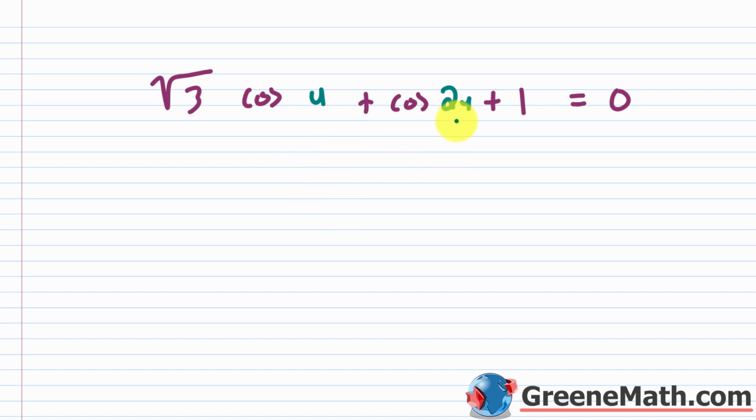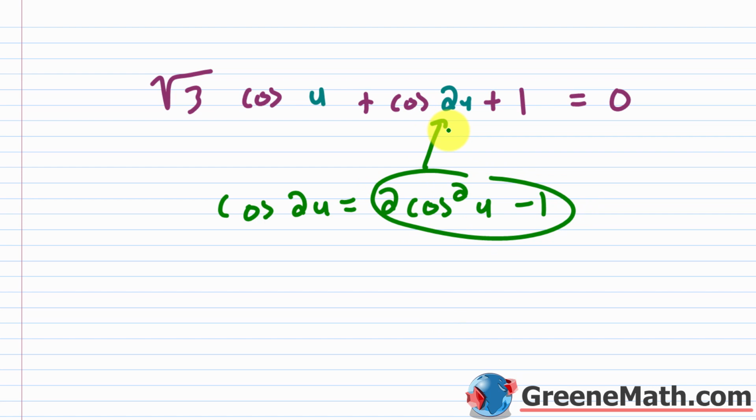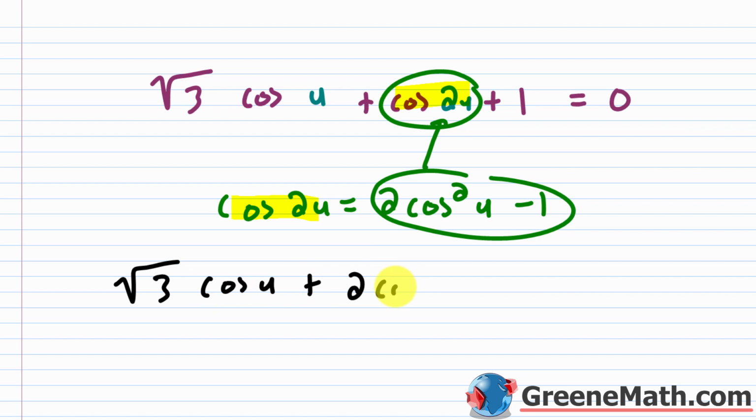All right, so I am going to replace the cosine of 2u with a little identity. Cosine of 2u, again, you have 3 of these you can pick. I'm going to use 2 cosine squared u minus 1. So I'm just going to plug this right here in for this right here. And again, let me show that this is matching this. So we have the square root of 3 cosine of u plus 2 cosine squared u minus 1, and then plus 1, and this equals 0.